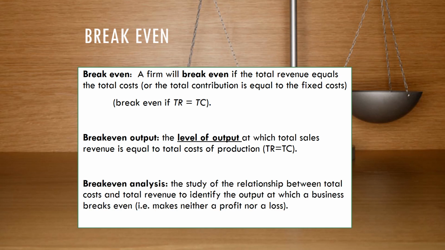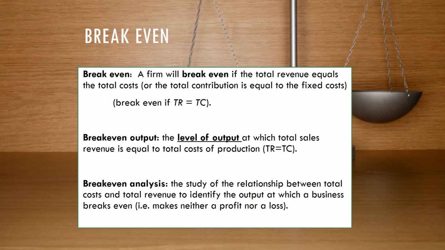So a business will do this. It will analyze what is the break even level of output. It's important for a business to know that. Most new businesses, when they start out, just want to survive. And to survive, you really need to avoid making a loss. And to not make a loss, you need to reach break even as soon as possible. So this is a really key number for businesses.